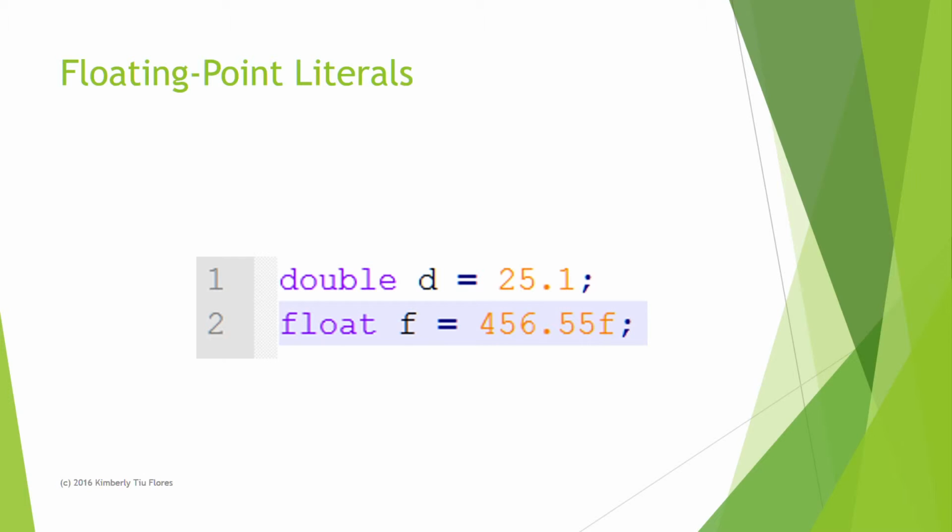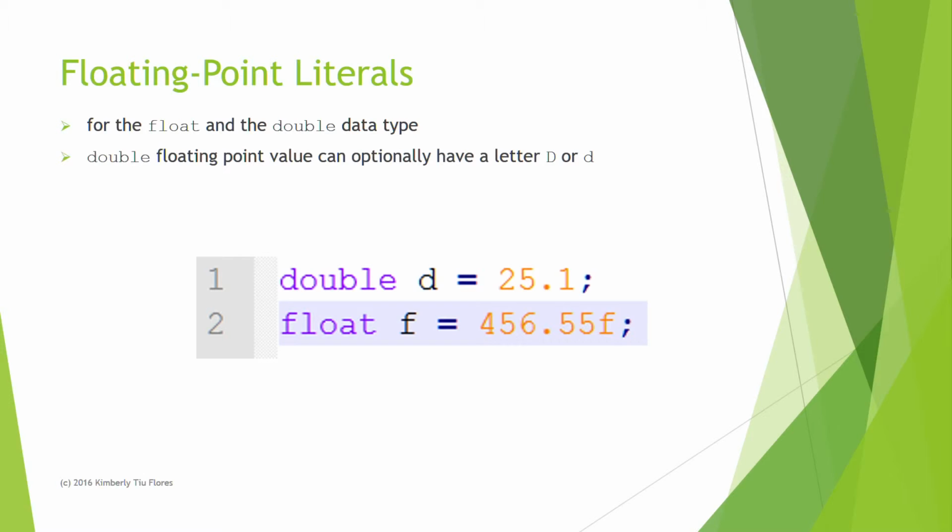A floating point literal is for the float and double data types. The double floating point value can optionally have a capital letter D or a small letter d. The float value can also end with a small letter f or a capital letter F.